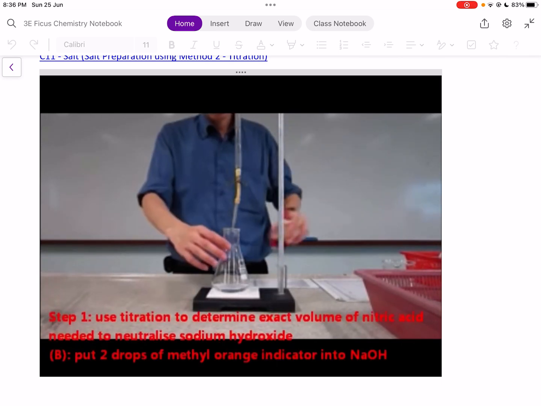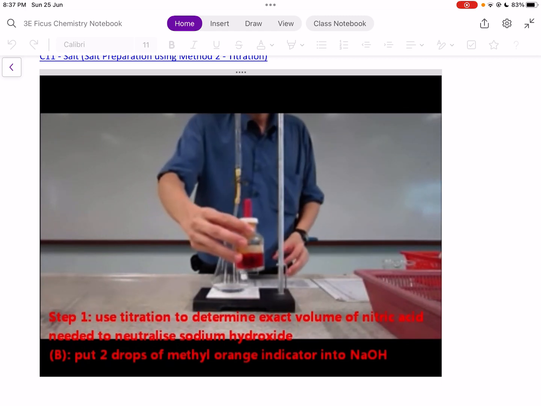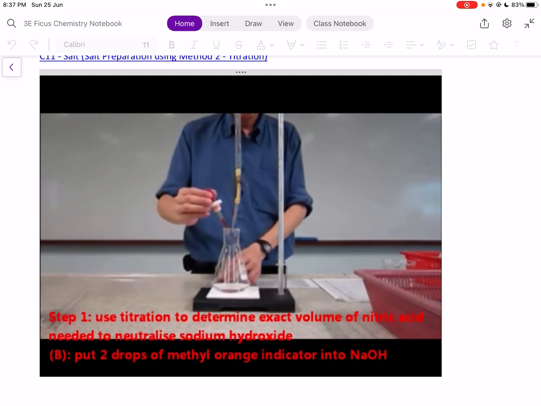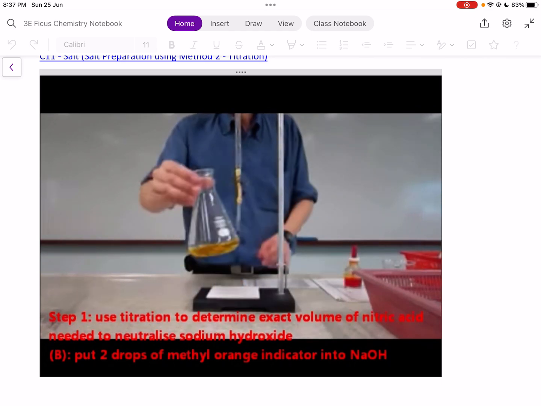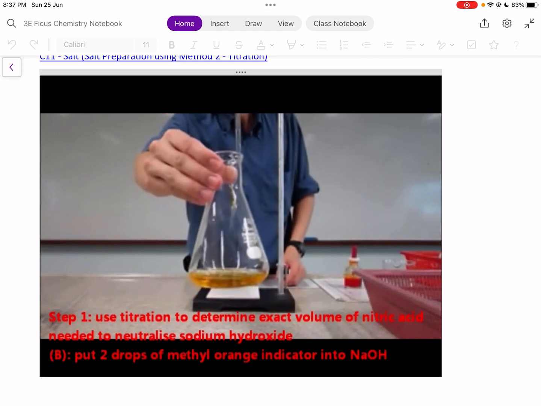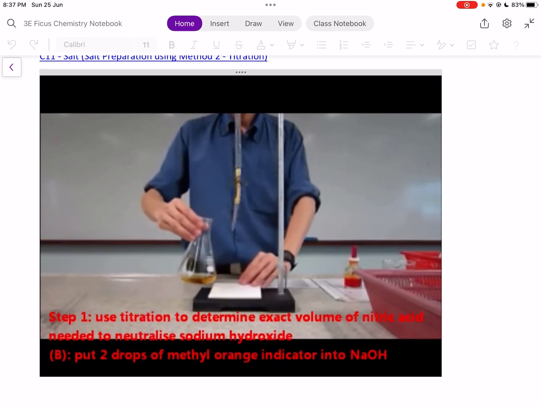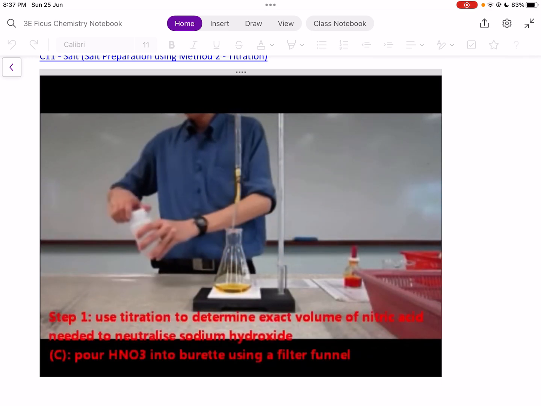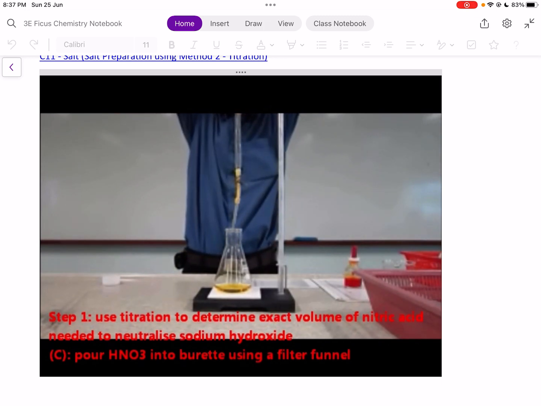Step 1B is to put 2 drops of methyl orange indicator into the sodium hydroxide solution. Take note of the color of the methyl orange. When it is neutral, it is orange. When it is in alkali solution, it is yellow. See, it is yellow because sodium hydroxide is an alkali. Using a white towel, you can see the color clearer. In acidic solution, methyl orange is red. So methyl orange is red, orange and yellow.